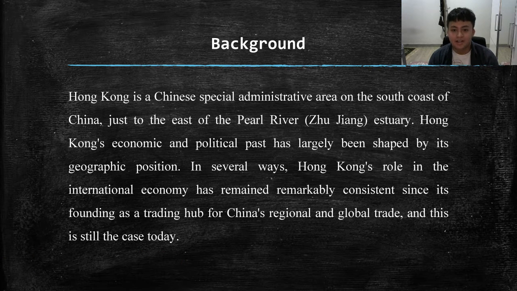Now, Hong Kong is a Chinese special administrative area on the south coast of China, just to the east of the Pearl River estuary. The area is bordered on the north by Guangdong province and on the east, south, and west by the South China Sea.